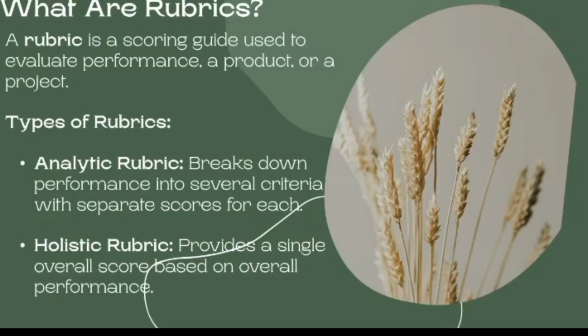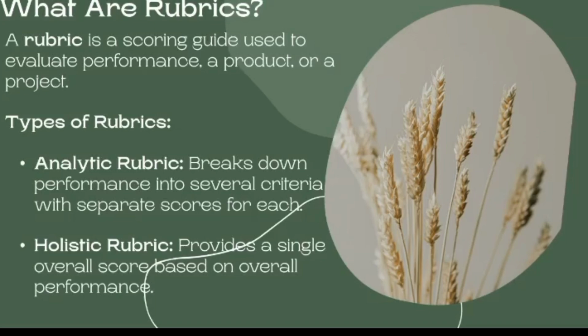Types of rubrics. First, analytic rubrics break down the performance into several criteria with separate scores for each. This type is divided into specific components or criteria. Example, content, organization, or grammar. Each criterion is scored separately, which gives more detailed feedback, useful when you want to show strengths and weaknesses in different areas. Second, holistic rubrics provide a single overall score based on overall performance.